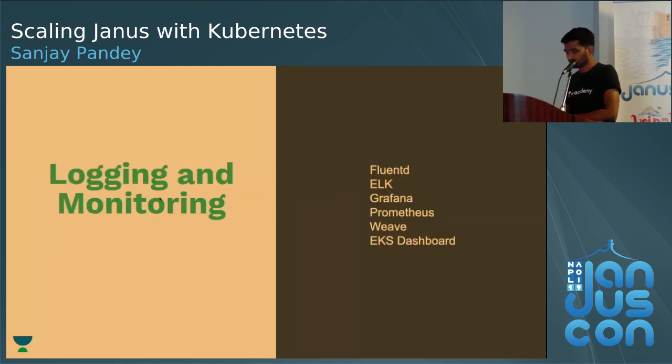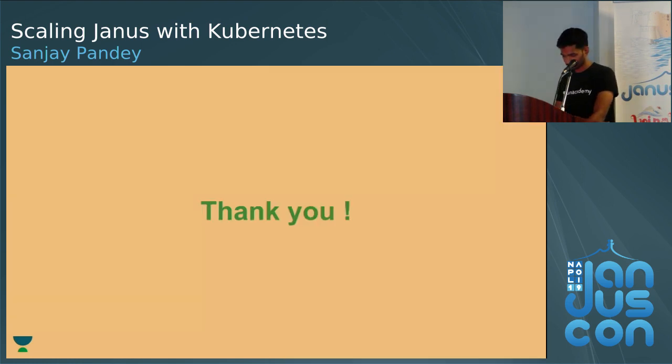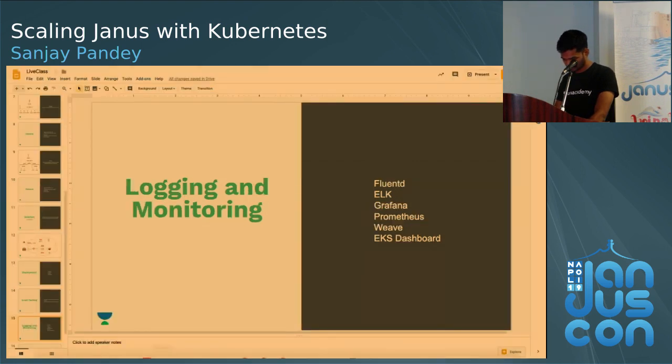So we did achieve this using Fluentd, the open source part of Fluentd, and ELK for managing the logs, Grafana and Prometheus for visualizing the logs and the CPU usage and the other metrics. And we use the Veeam dashboard for monitoring of the Kubernetes cluster, and we have the deployment dashboard by default in EKS. Let me show you the dashboard for that.